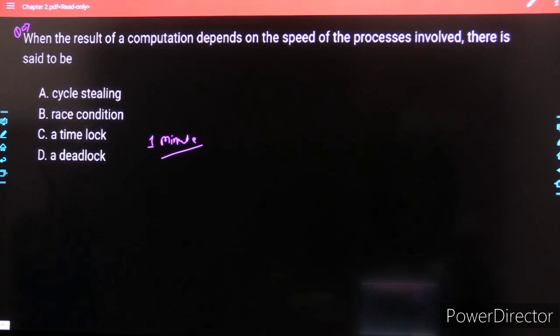The question is: when the result of a computation depends on the speed of the processes involved, there is said to be what? As I have discussed, when the result depends on the order of execution of the processes involved, then that condition is said to be what, my dear friends? You need to recall the concept and try to give me the answer. I am giving you 1 minute.